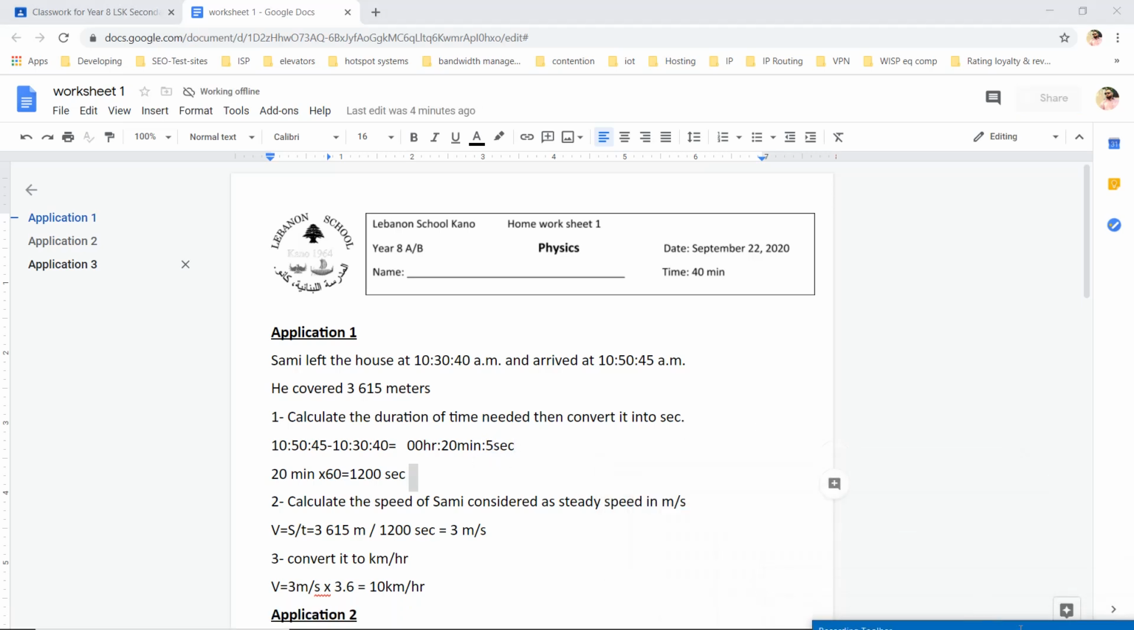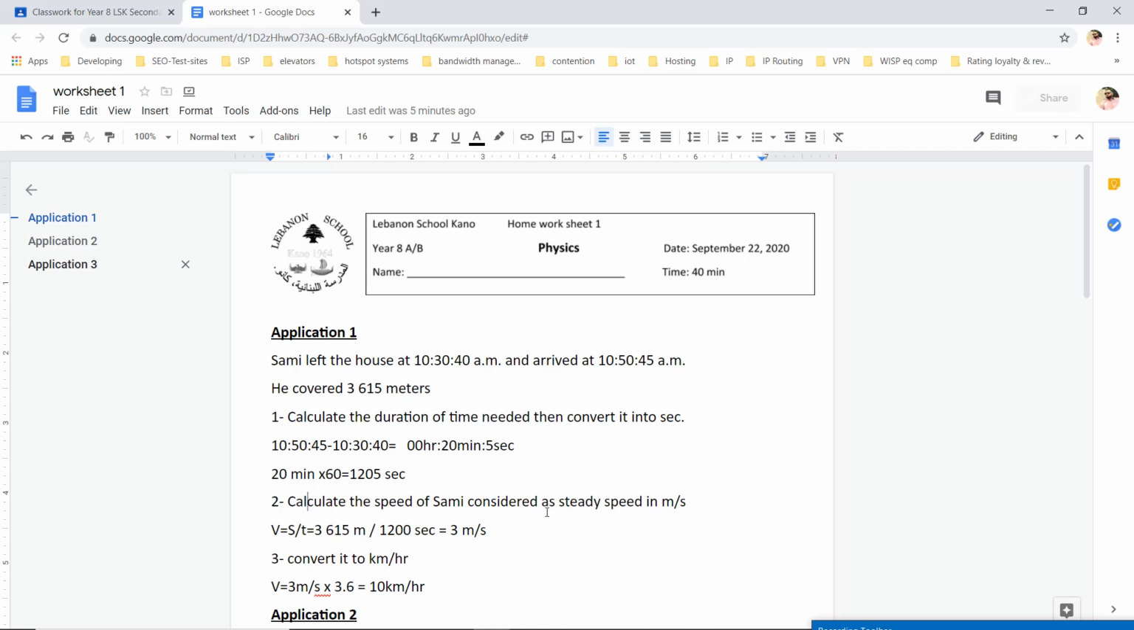What you are going to do is just convert the minutes. How to convert from minutes to seconds? I must multiply by 60 because every 1 minute is equal to 60 seconds. So 20 minutes times 60 is 1,200 seconds. And don't forget to add the 5 seconds, so it's 1,205 seconds.